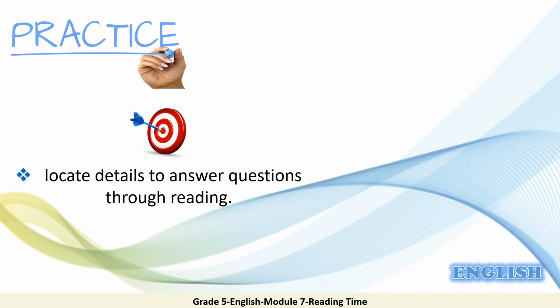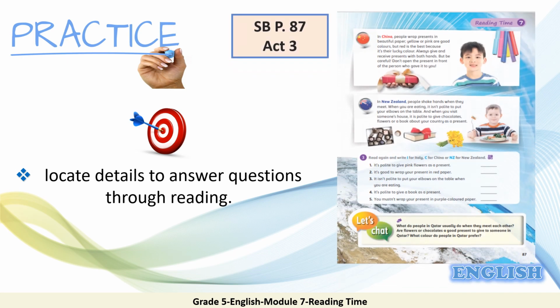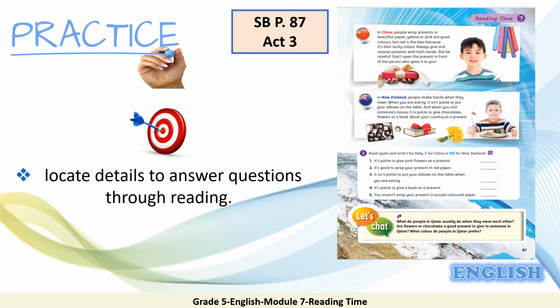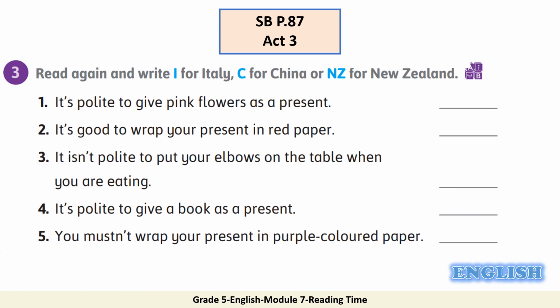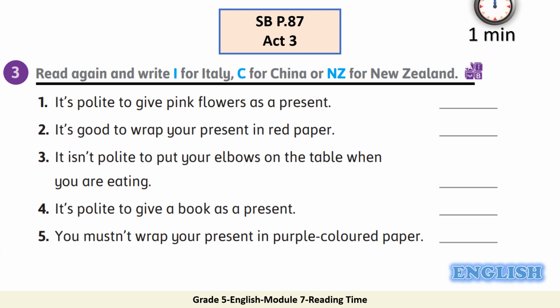Now, it's time to practice. Stay on the same page, 87. But this time, activity number 3. Hold your pencil and let's start. You will read again and write I for Italy, C for China, or NZ for New Zealand. Pause the video because you have only 1 minute. Read from 1 to 5 and write the correct letter.